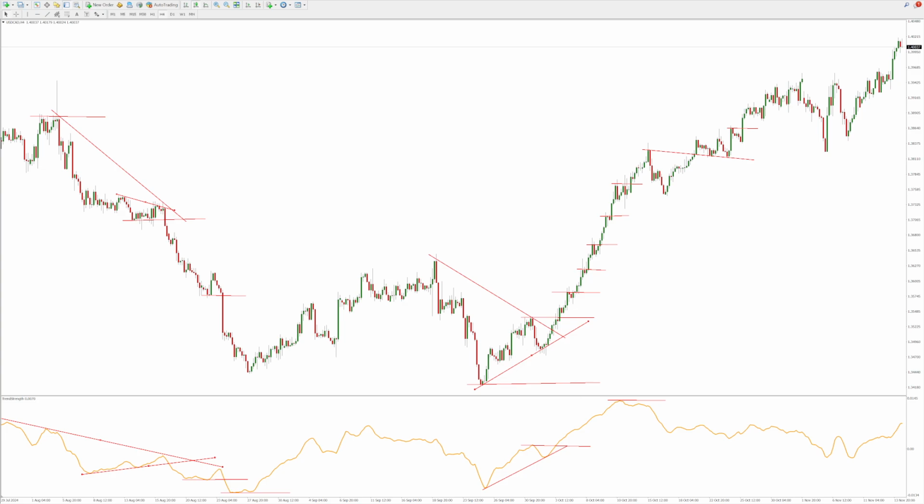Okay, well, hopefully you've discovered various ways in which you can use a trend strength indicator in your trading strategy. As I said, it's not a necessity. I think it's something that you can do, just marking the lines yourself on the chart.